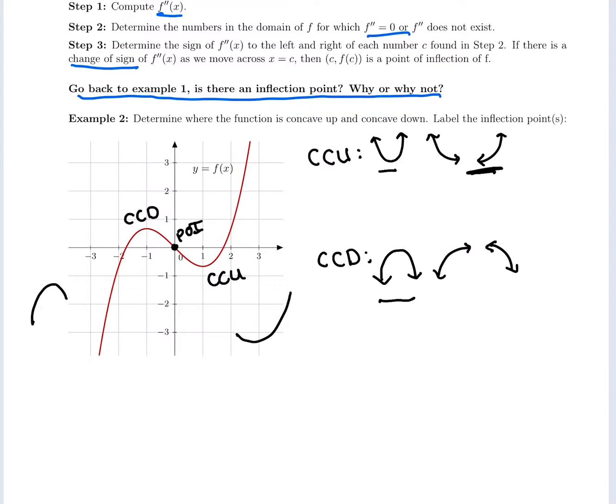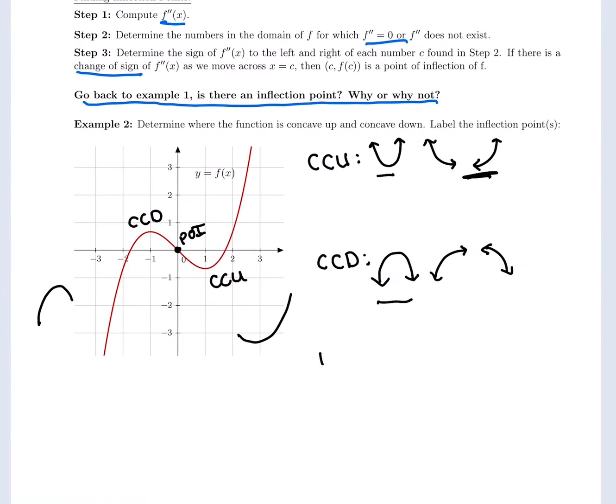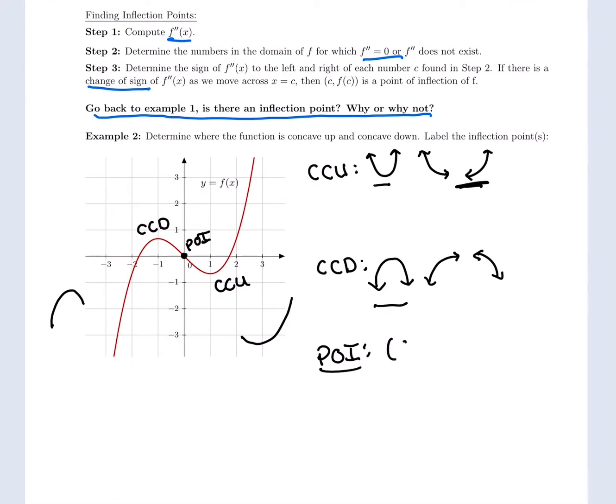Okay, so now let's write this all out nicely. So we're also going to put in the point of inflection. Our point of inflection is (0, 0). So all I'm doing is reading the x value and the y value of that point, and it's right at the origin, so it's (0, 0).